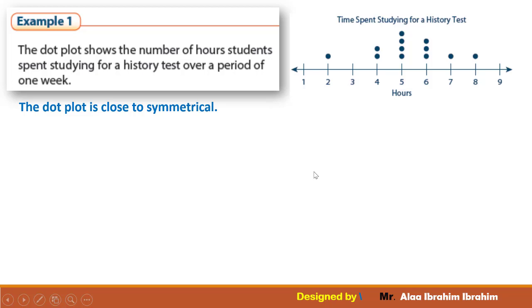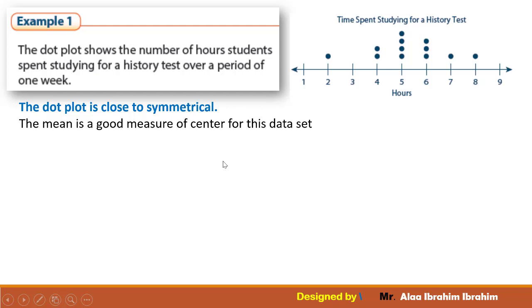The dot plot is close to being symmetrical. If you see this line, the left and right look about the same: 3, 1, 1 here, and 1, 2, 1 there. So it's not perfectly symmetrical, but close. Now, is the mean a good measure of center of this data set?